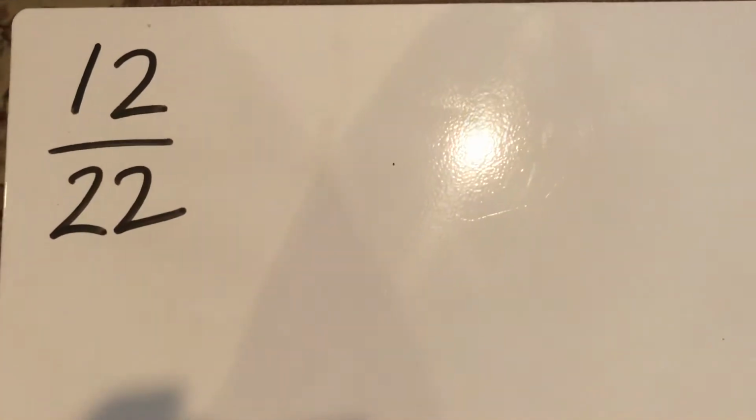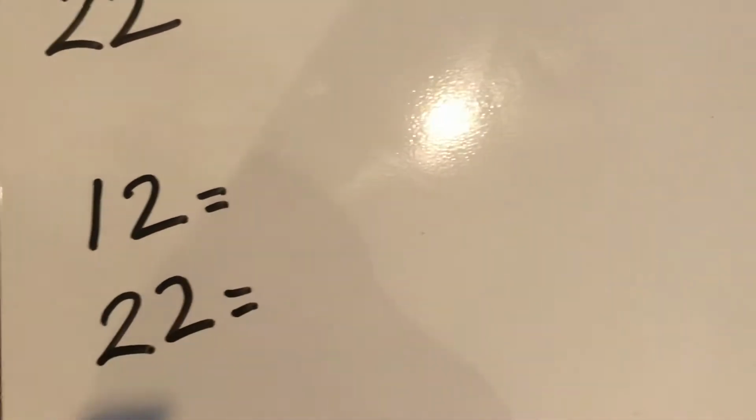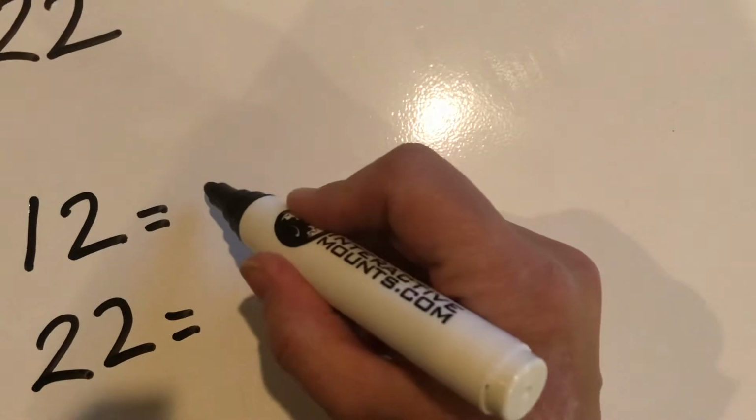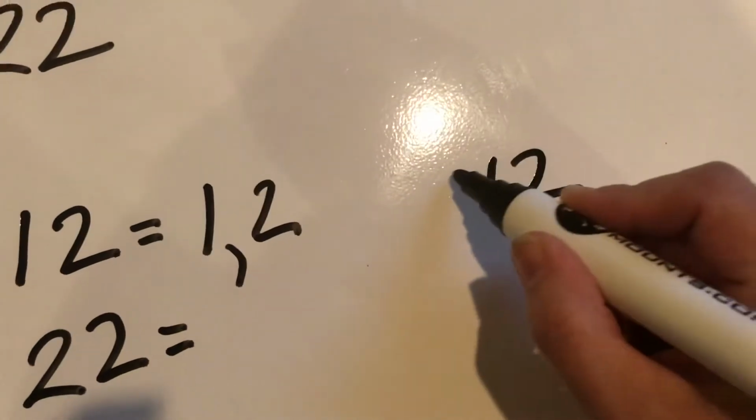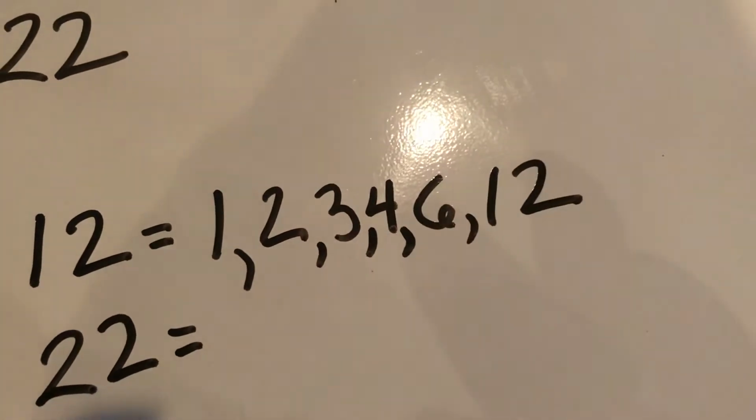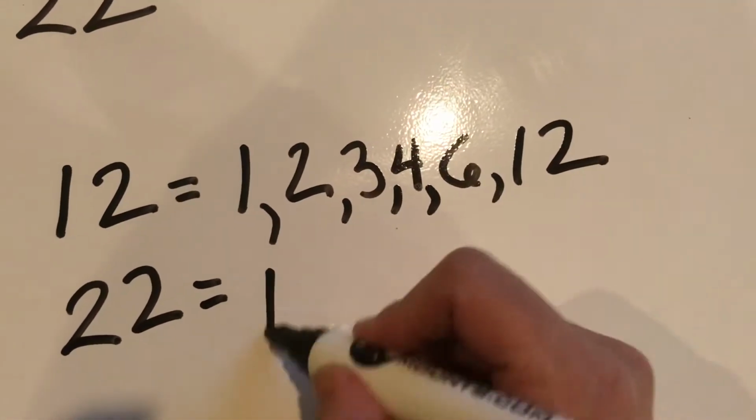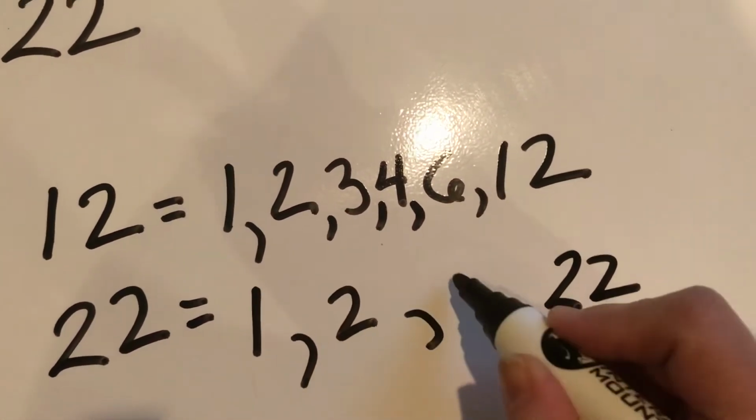So if we have the fraction 12/22, we're going to find the greatest common factor of both of those. So this will kind of be a review for the other day. If I'm looking for the factors of 12, it's going to be 1 and 12, 2 and 6, 3 and 4. And the factors of 22 are 1 and 22, 2 and 11.